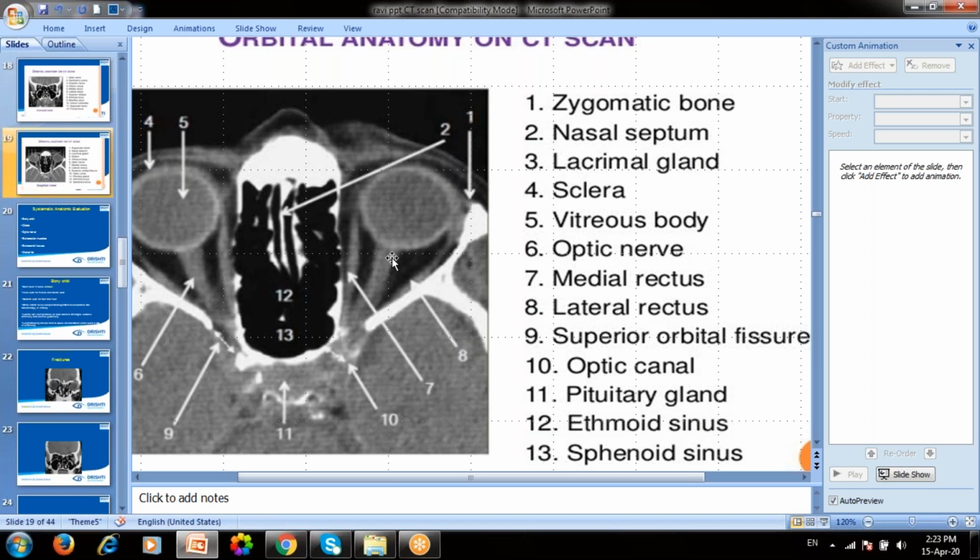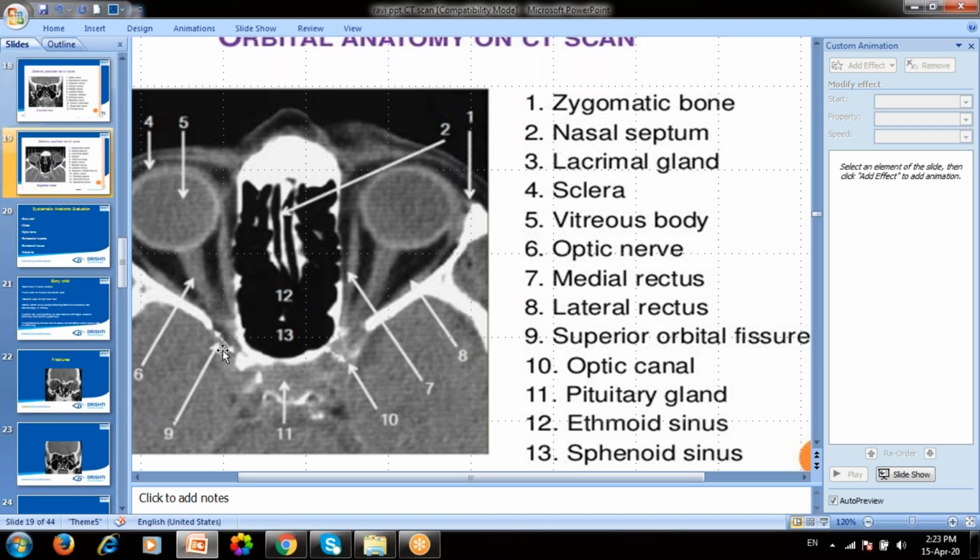This is both eyes in the axial cut. This is the optic nerve over there. These are the two rectus muscles. Seven and eight: this is the medial rectus, and this is the lateral rectus.